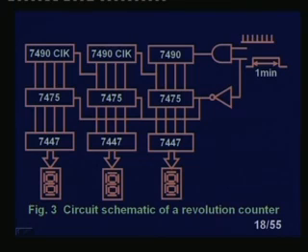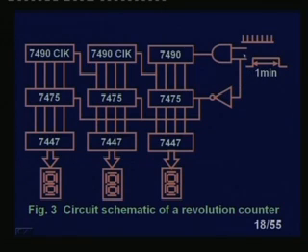Now, 7475 is such a data flip-flop, a 4-bit data latch flip-flop. It is very interesting. You see, I have a clock pulse, a high frequency clock pulse, at the AND gate inputs. Now, where is this clock pulse coming from? It is coming from the photodiode. Depending on the speed of the disc, the number of clock pulses per minute will also increase.